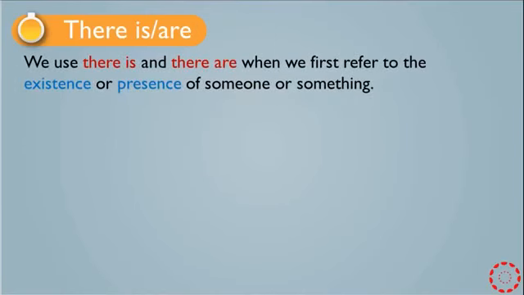We use there is and there are when we first refer to the existence or presence of someone or something. Okay? When we first refer to the existence or presence of someone or something.